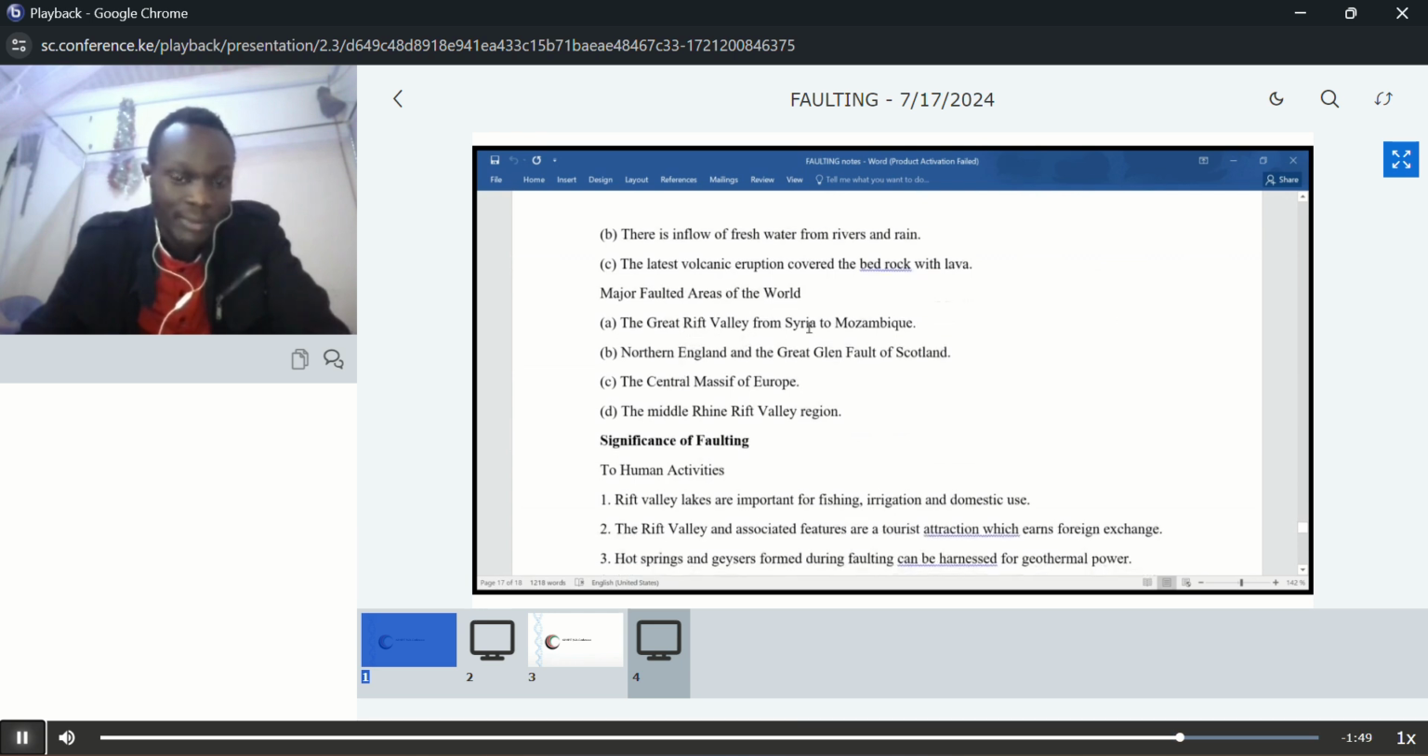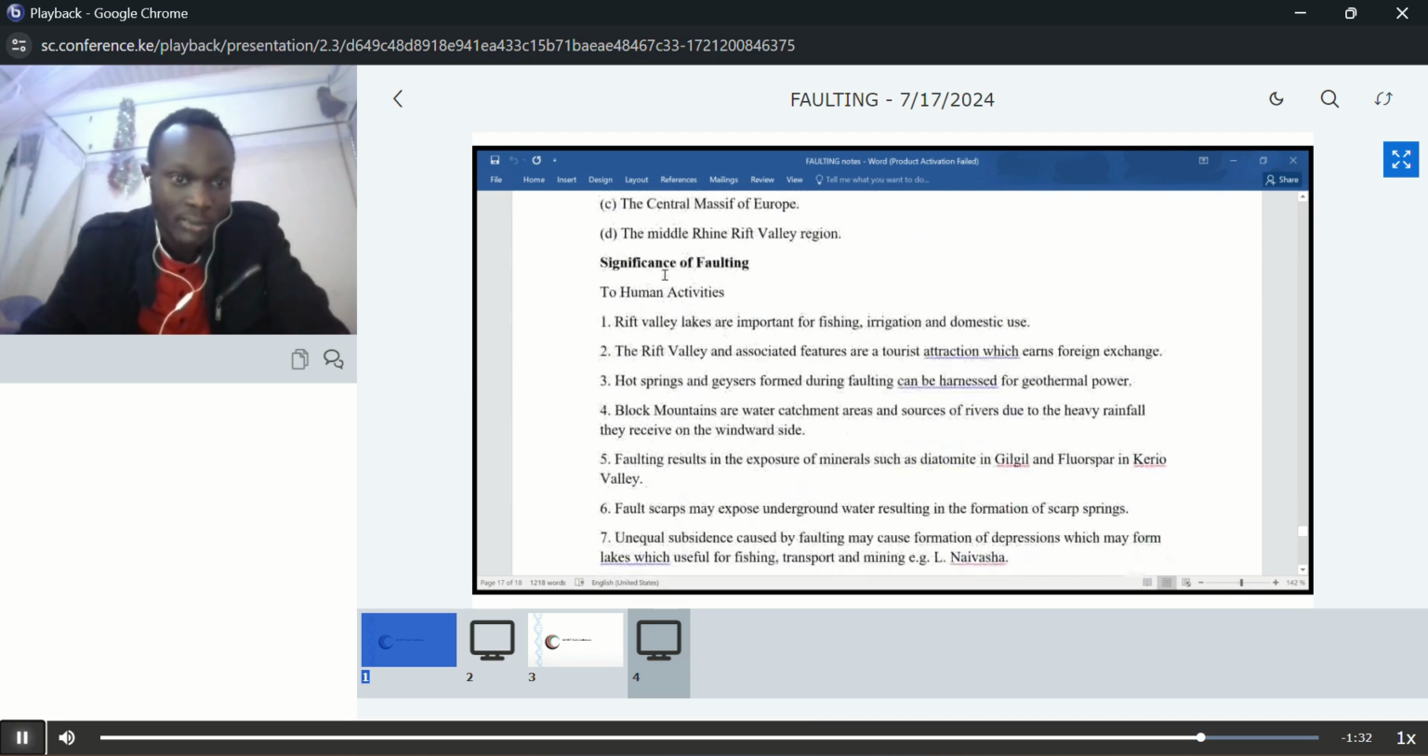Major faulted areas of the world: the Great Rift Valley from Syria to Mozambique. We have major folded areas of the world. Number one is the Great Rift Valley from Syria to Mozambique, northern England, and the Great Glen Fault of Scotland, the Central Massif of Europe, and the Middle Rhine Rift Valley regions.